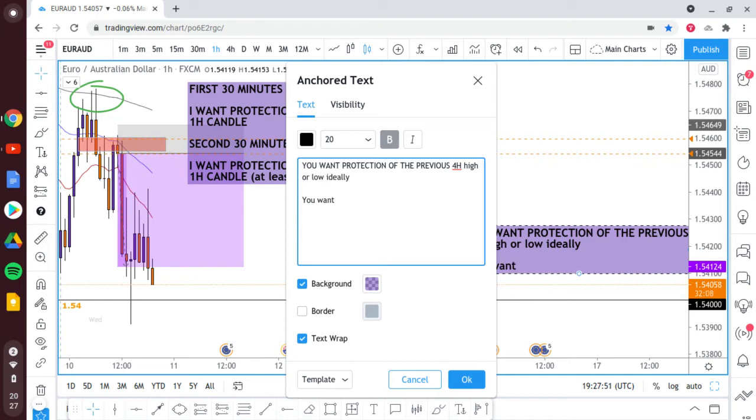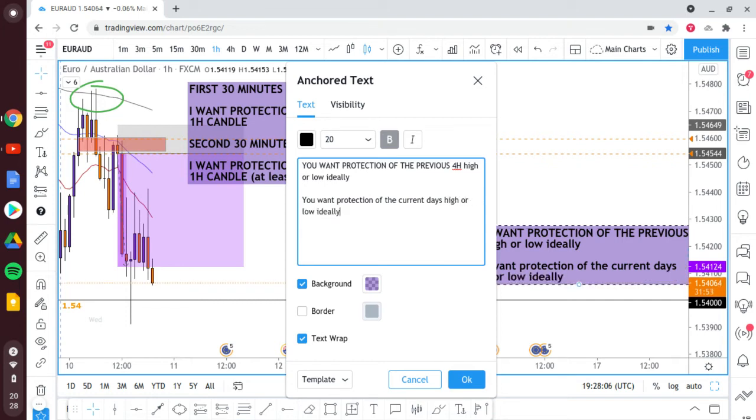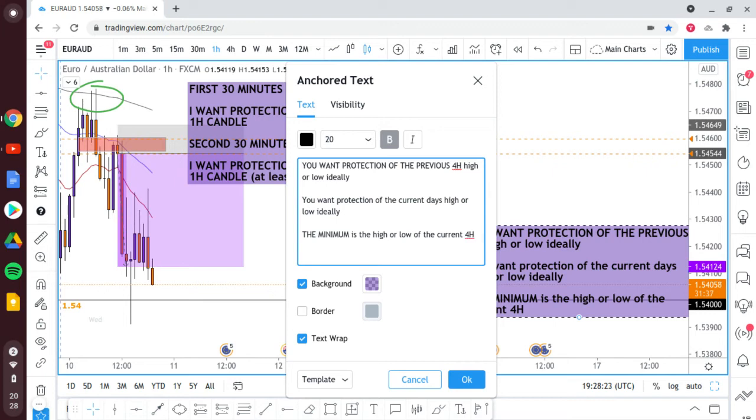You want protection of the current day's high or low, ideally, again. And the very least you want, the minimum, is the high or low of the current 4-hour candle. Obviously, that encompasses the 1 hour anyway, so that's why I'm just focusing on that.